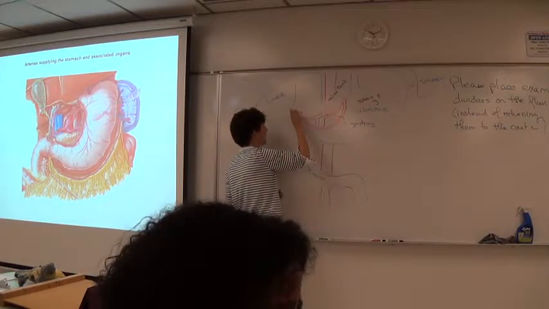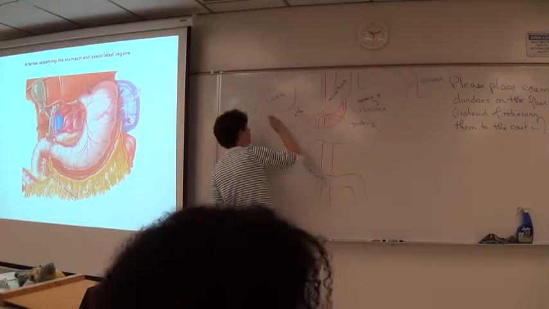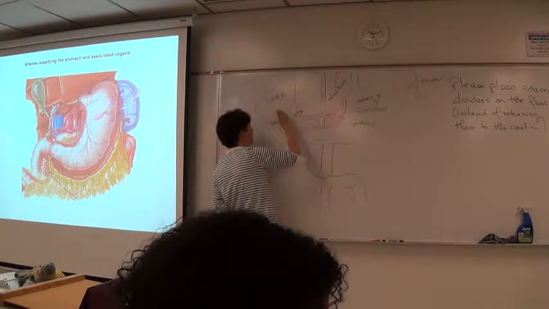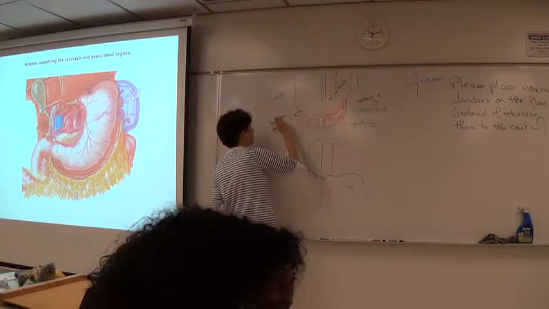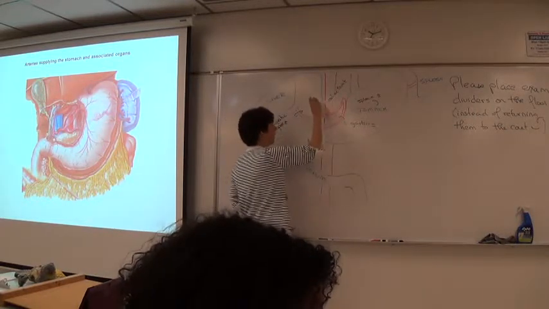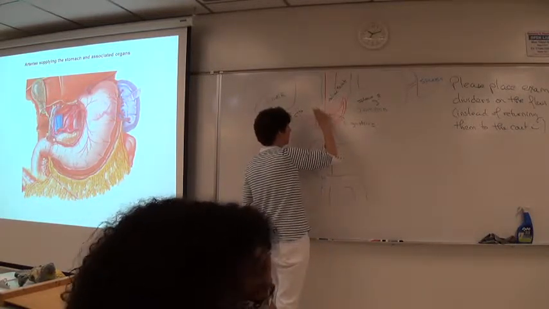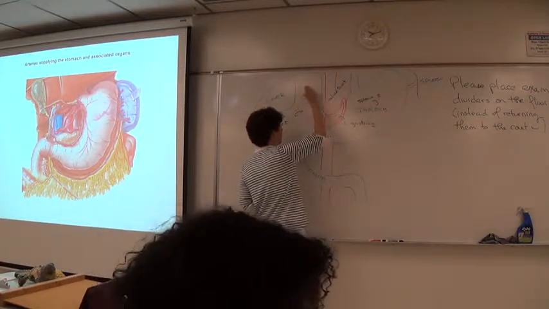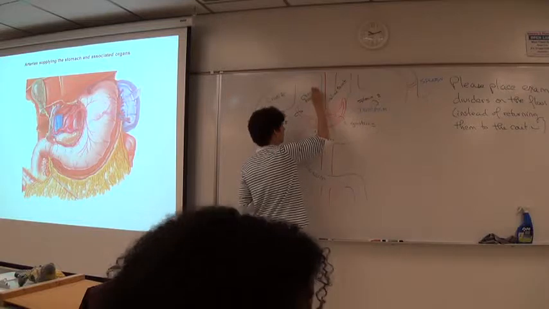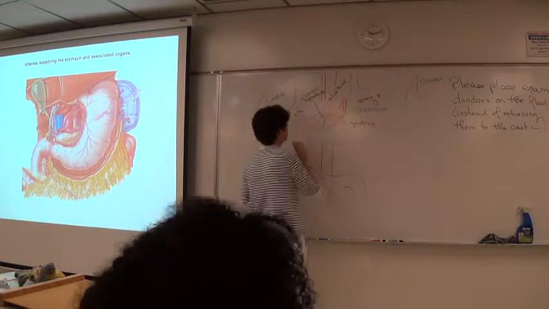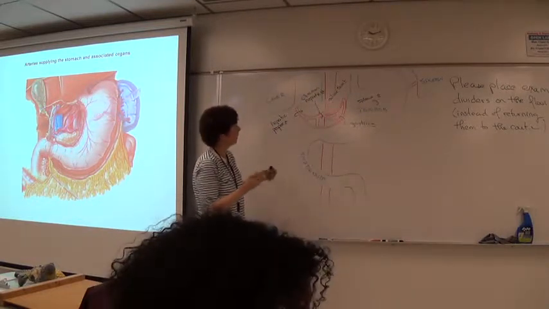So this would be a new one. After all the other vessels come off, this is now called the hepatic proper or proper hepatic artery. Before they come off, it's known as the common hepatic. So hepatic proper or proper hepatic. So those are new ones.